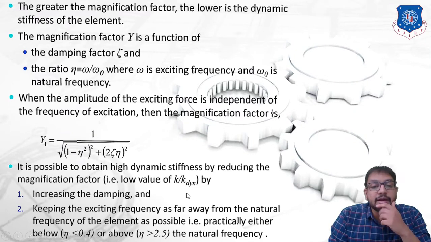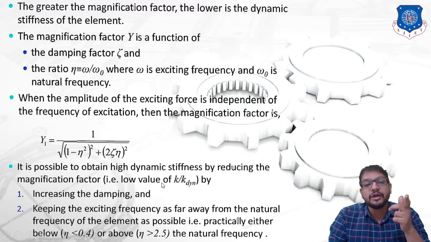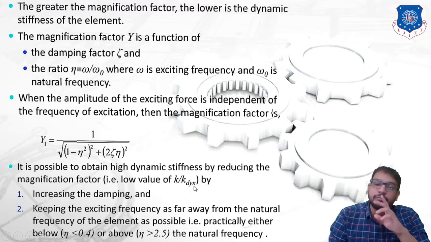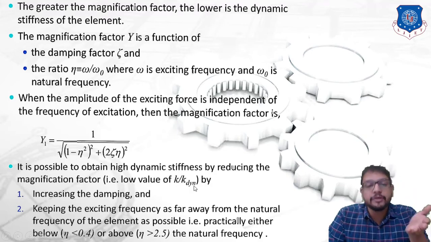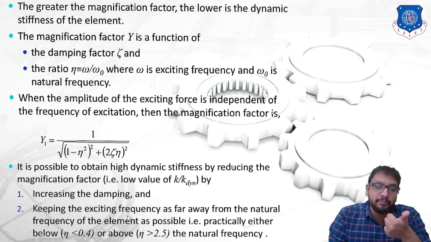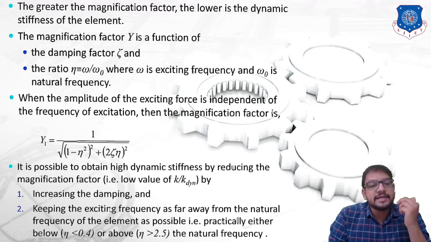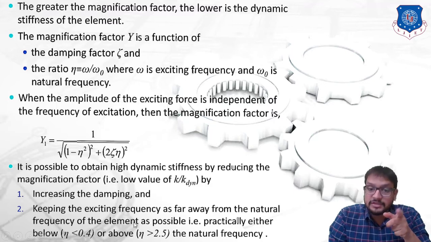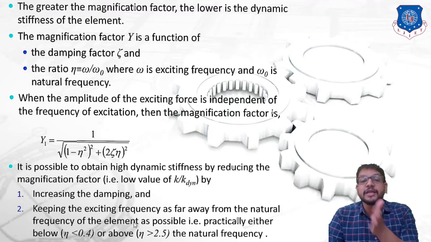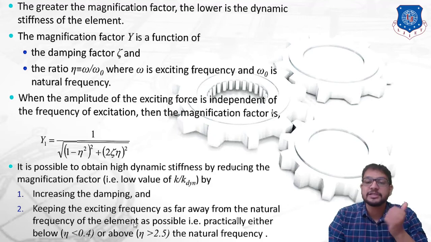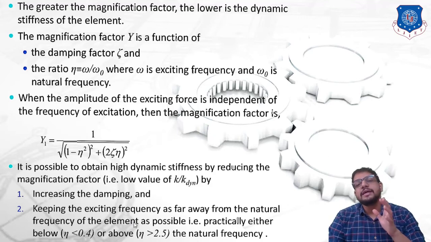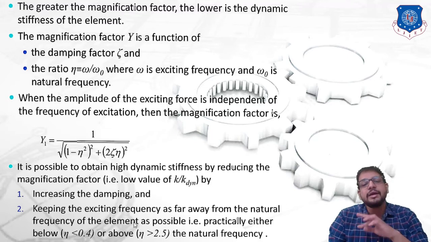So it is required that in order to reduce the magnification factor, the ratio K upon K dynamic should be lower. Now how can we reduce this? By increasing the damping. Okay, the higher the damping, the lower the magnification factor. And second, by increasing the exciting frequency as far away from the natural frequency of the element as possible. That is, practically, either below, eta less than 0.4, or above, eta greater than 2.5, the natural frequency.